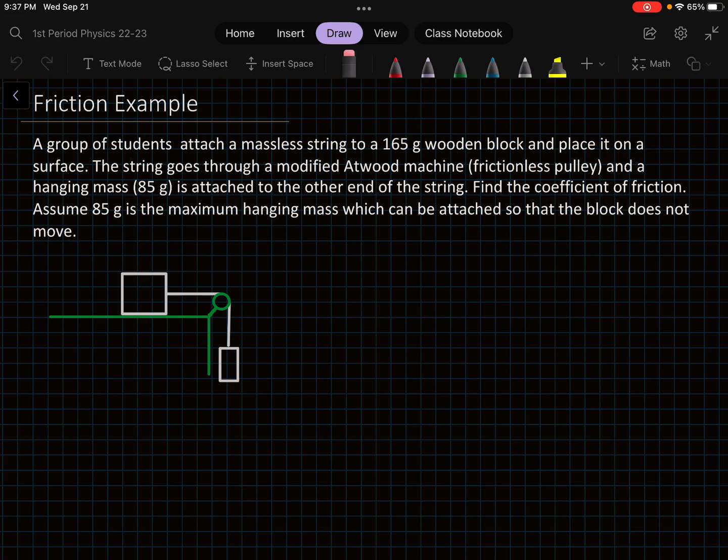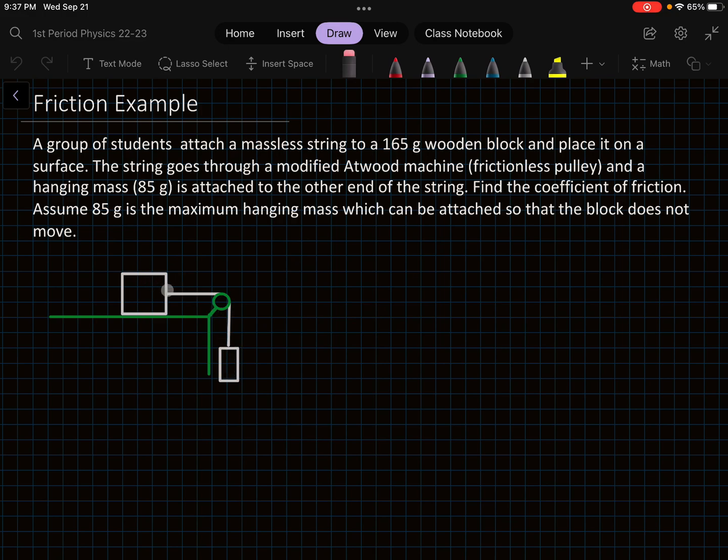So a modified Atwood machine is just like one pulley here. So this is the pulley over here. We have the 165 gram wooden block attached to a massless string. I know massless, but that's the way we do it in physics, at least at this level. And we have a hanging mass. It's hanging, thus hanging mass here, right?